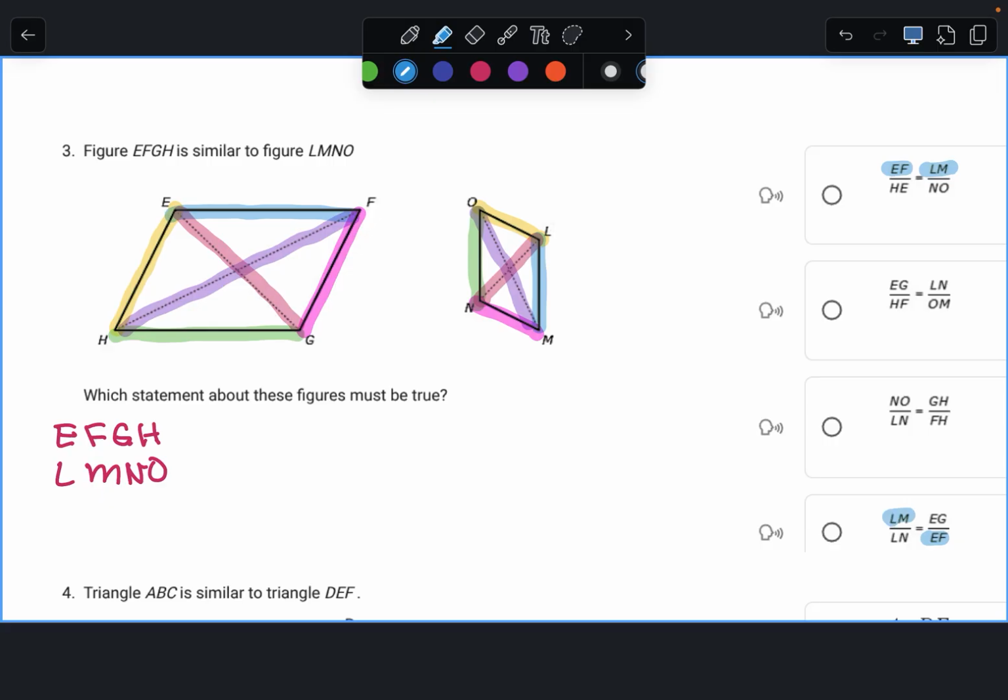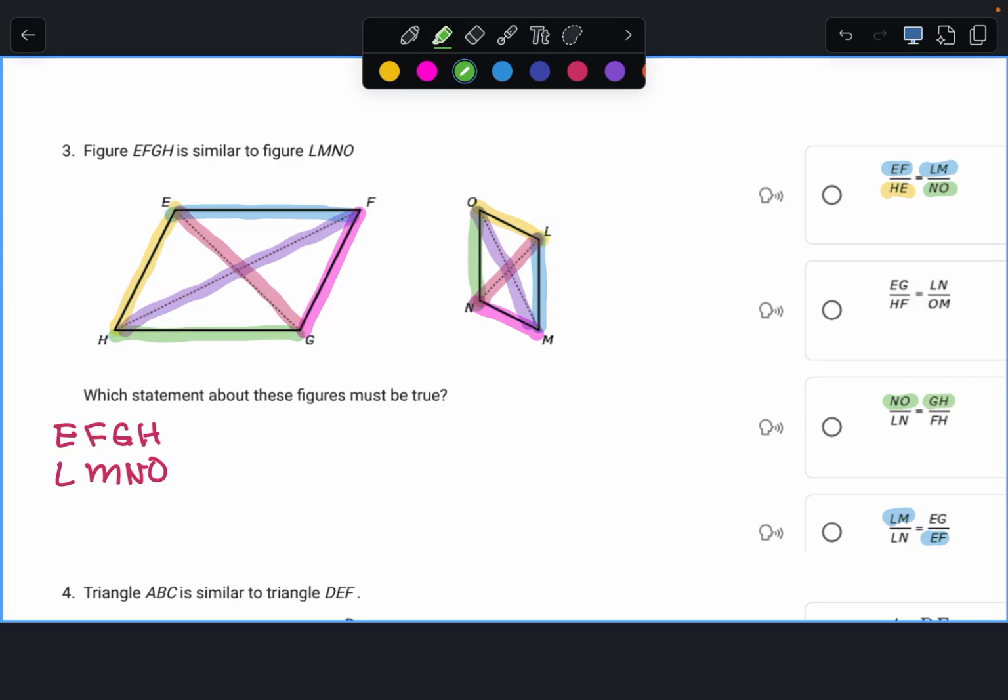Okay, done with that. Then I'm going to go to EH. Whoops, didn't change colors. EH is yellow, so I'm going to highlight all my EHs yellow. There's only one. And LO, oh, there's no LOs. All right, then I'm going to go to FG, which is pink. FG, no FGs. MN, no MNs. What color's next? Green. Okay, ON. NO and ON are the same thing. It's the same side.